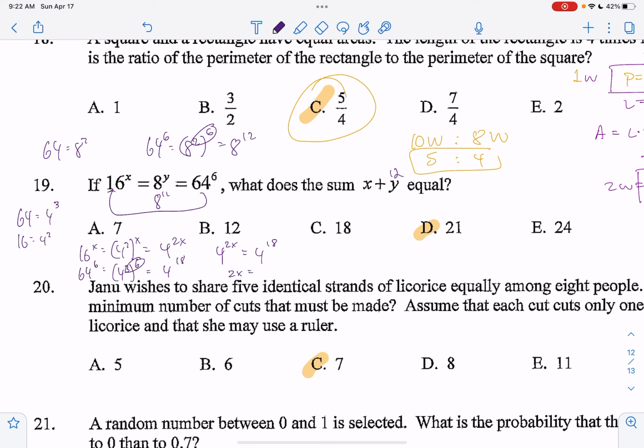So then 2x has to be equal to 18. x has to be 9. And 9 plus 12 is equal to 21, choice D. So you take advantage of the law of exponents that states b to the a to the c is b to the a times c, and use that to rewrite your exponents.